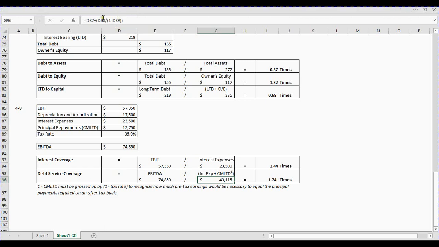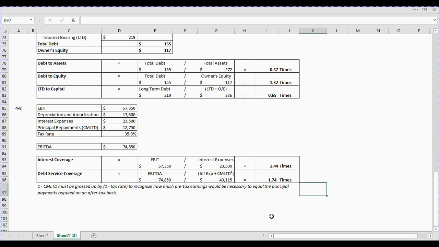in the formula. I think this is on the screen as well, being recorded. You can see I'm grossing it up by 1 minus the tax rate. The tax rate here is what's found in cell D89. So 1 minus 0.35. So I'm dividing my current maturities of long-term debt, which is in D88, by 0.65. I'm grossing it up. And so that's where I add that to interest expense, and I use that as the denominator. And I'm able to cover that amount with my EBITDA 1.74 times.